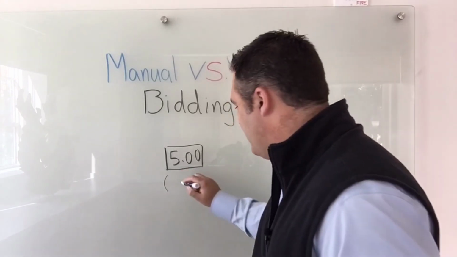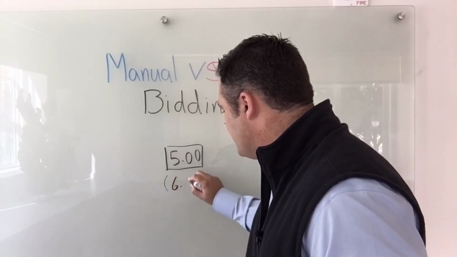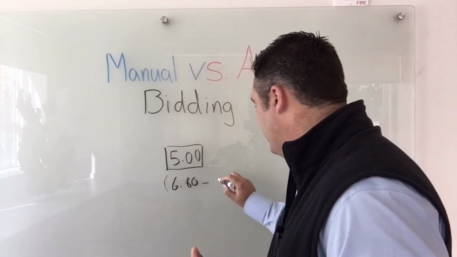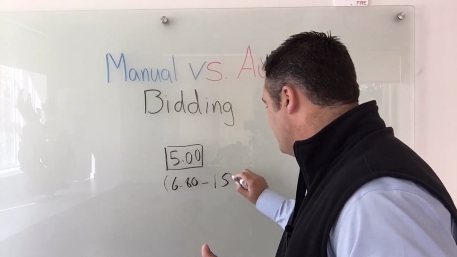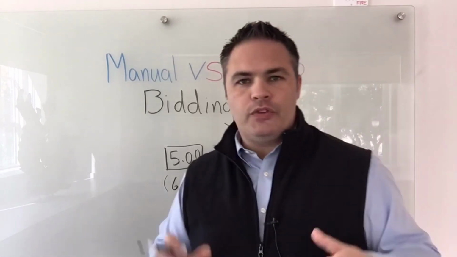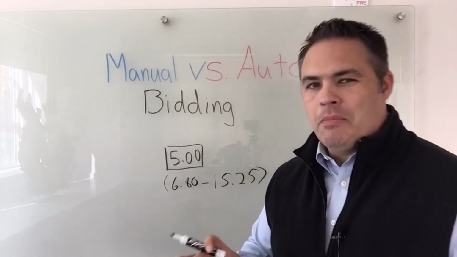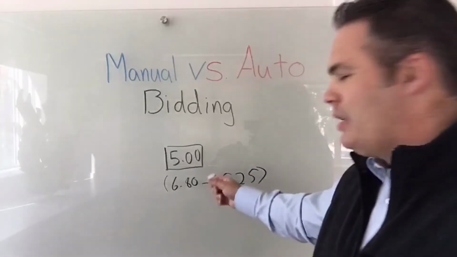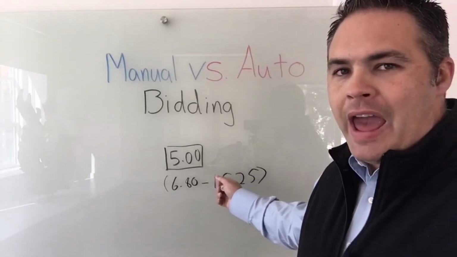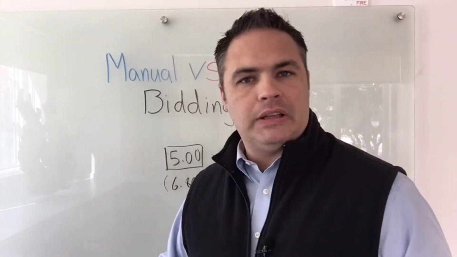This will vary. So it might say something like $6.80 to $15.25. Okay, so if you've got that range there, that's Facebook saying, hey, for the most part, this is what your ad, your lead is going for potentially.